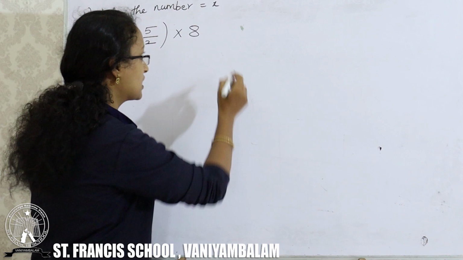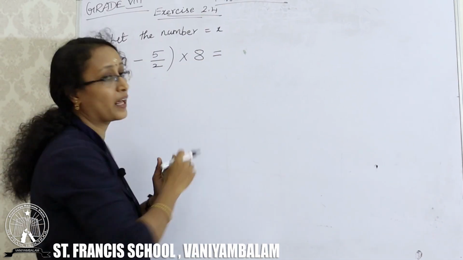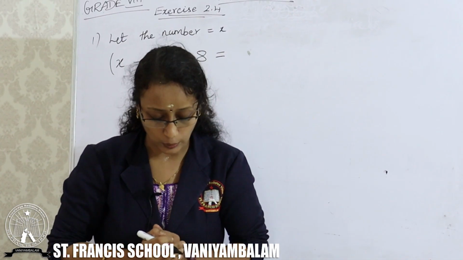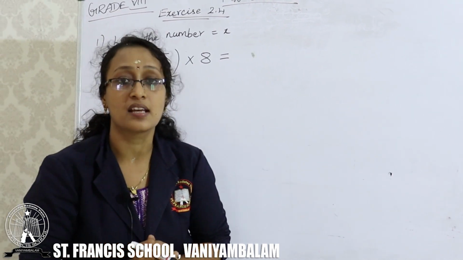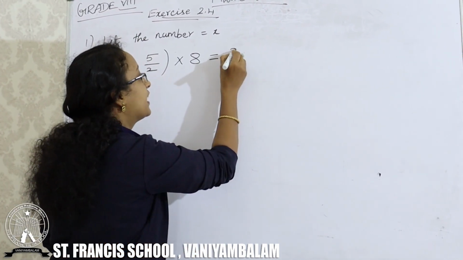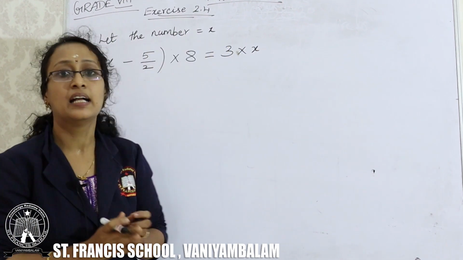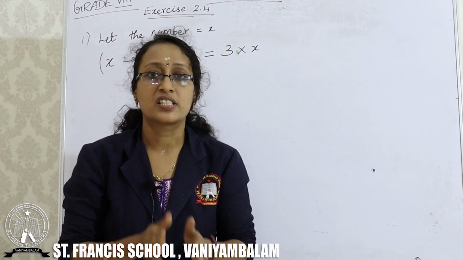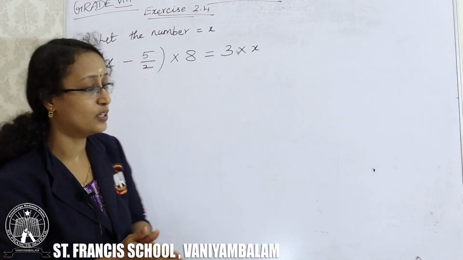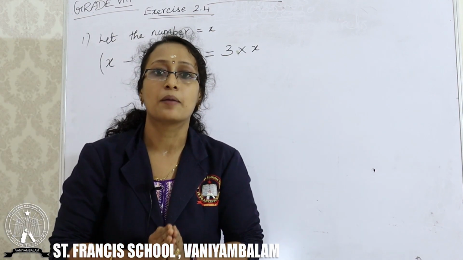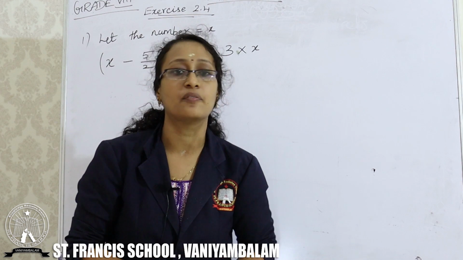The result now obtained is, what is the result? The result obtained means equal to 3 times the same number. What is the number? x. So the question is, you have to find the x value. So let us take the unknown number x. You can take any variable.